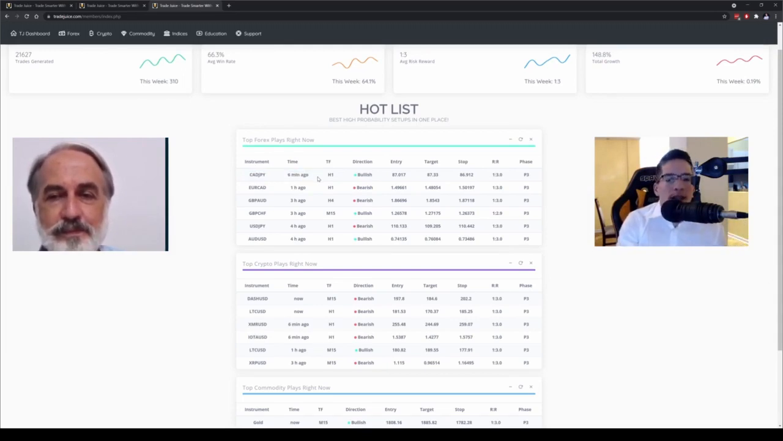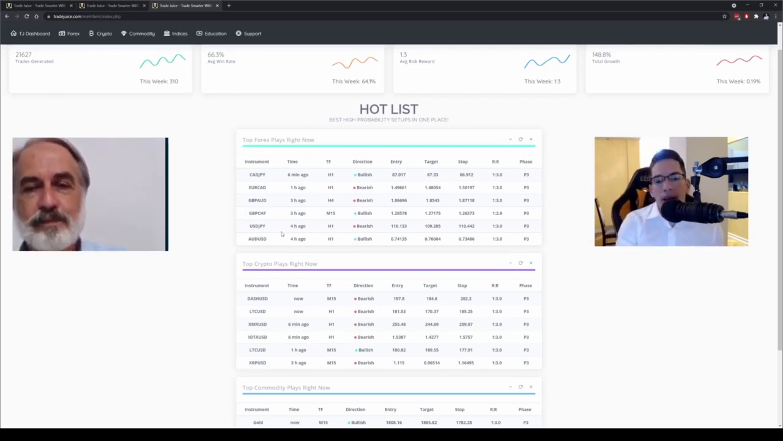I need to check the economic calendar. I need to check the volatility. Everything that's on the list here is something that you can actually trade right now. It's not something that you can trade tomorrow, or you need to wait for this, or that. Everything here is something that you can use right away.